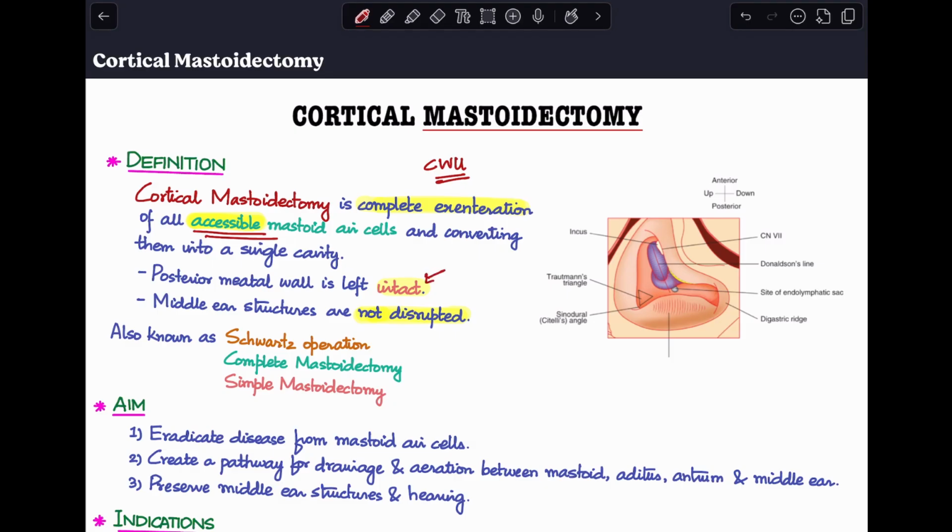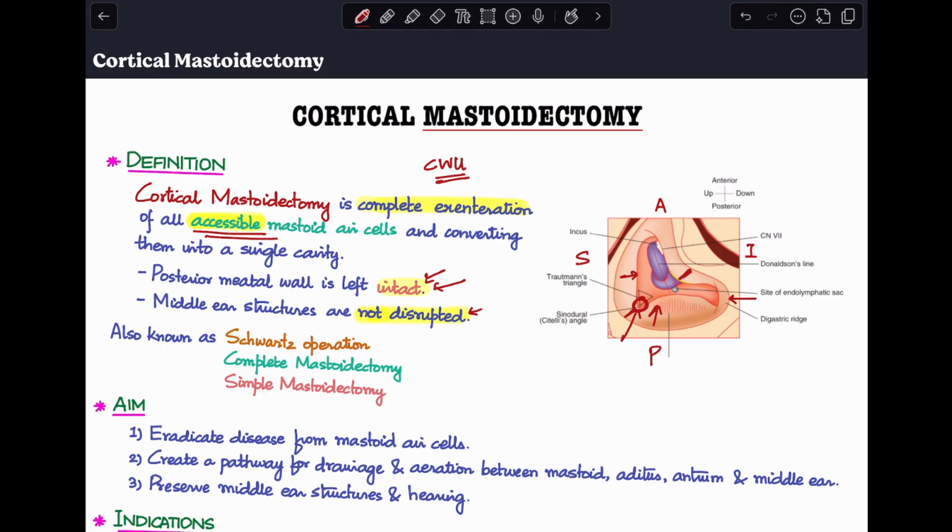Important part to remember here is that the posterior meatal wall is left intact and we do not disrupt the middle ear structures. You can see in the image over here, this is anterior, this is posterior, this is superior, this is inferior. This is what a cortical mastoidectomy cavity will look like. You can see that this is the dural plate, this is the sinus plate, this is the sinodural angle, which is also known as Citelli's angle. Then the lowermost inferior part is formed by the digastric ridge, and anteriorly we can see the posterior meatal wall.